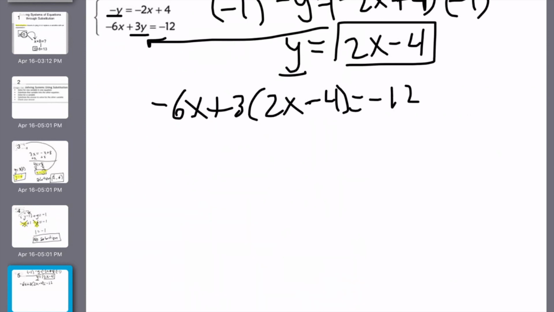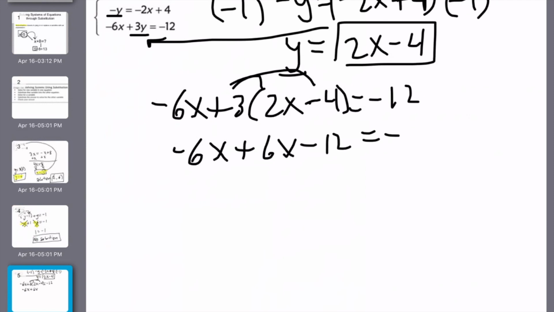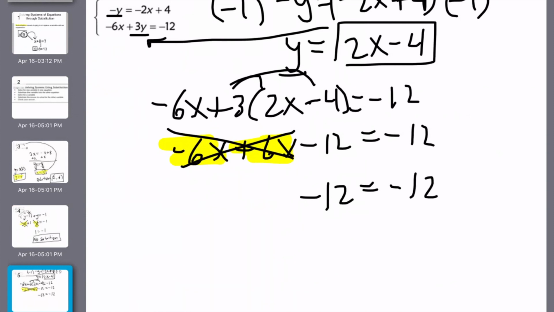So I need to distribute here, and I get negative 6x plus 6x minus 12 equals negative 12. Well, again, I have a negative 6x and a positive 6x, so they cancel each other out. And I'm left with negative 12 equals negative 12. Now, I know that negative 12 equals negative 12 all of the time. So this means that my solution is infinitely many solutions.